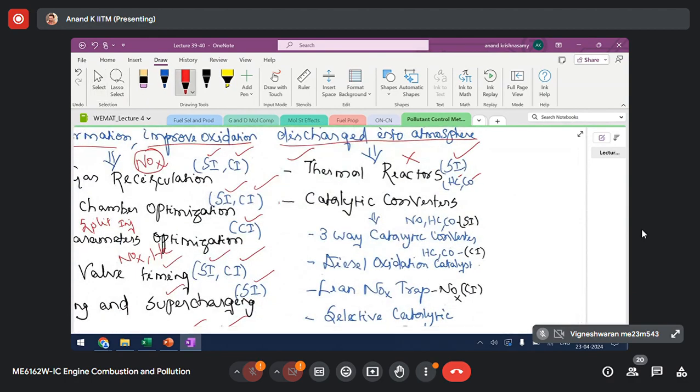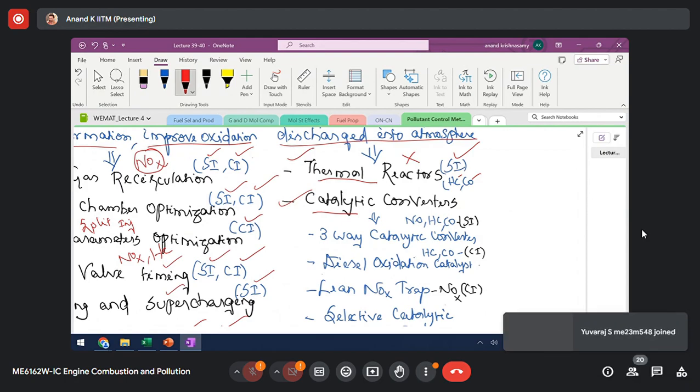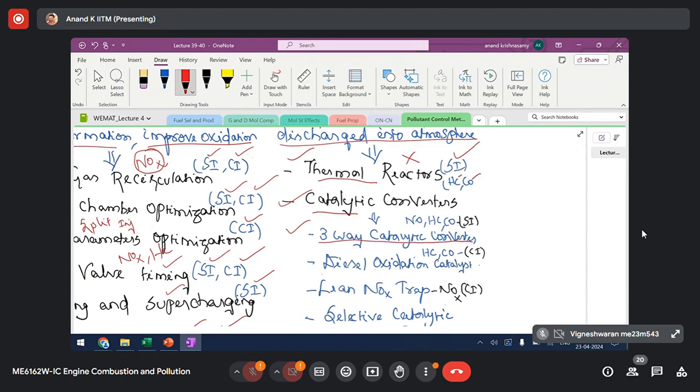That's why we currently use this catalytic route, meaning we will use some catalysts, and these catalysts are found to be very effective, even at a lower temperature compared to thermal reactors. This method is suitable to control all the primary pollutants, both in SI engine as well as in CI engine. In SI engine, the device used is called a three-way catalytic converter. It's called three-way because it reduces all the three primary pollutants, NO, HC, and CO, from SI engine.